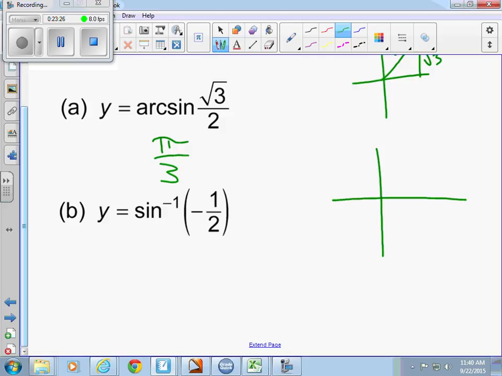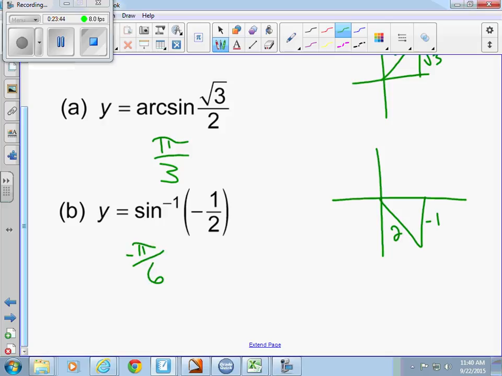Negative, so it's in the bottom. And remember, sine's only defined in quadrant 4 for negative. So it's like the opposite over hypotenuse. That's a 30-degree. So the answer is negative pi over 6.